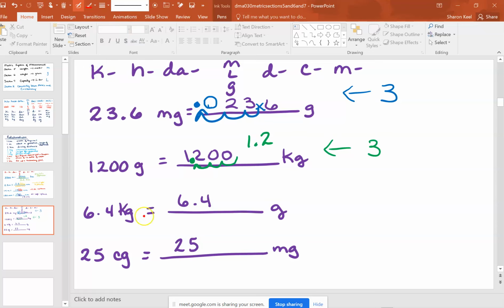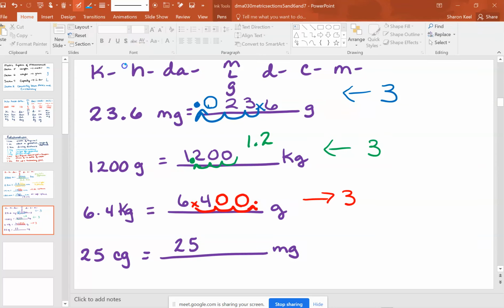Let's go from kilogram to gram. So we start here at kilo, and we're going to go right 1, 2, 3 places to get to the gram. So we're going to go right 3. So if I start here, 1, 2, 3 to the right, this decimal no longer exists. I would have to add 2 zeros. So that will be 6,400.